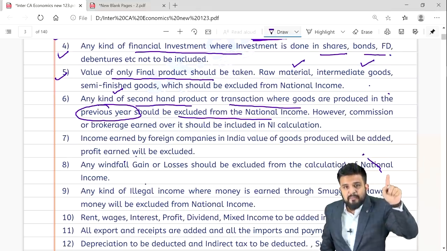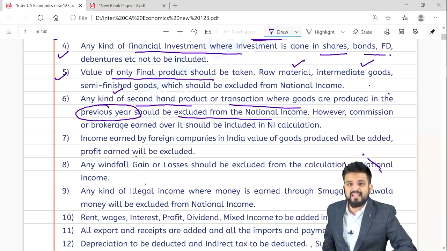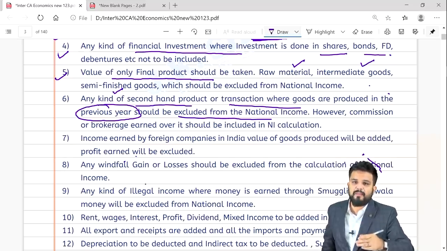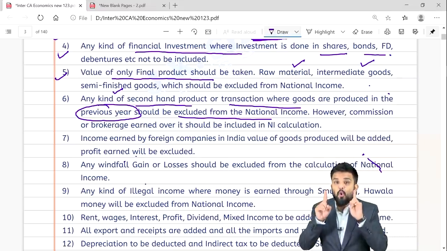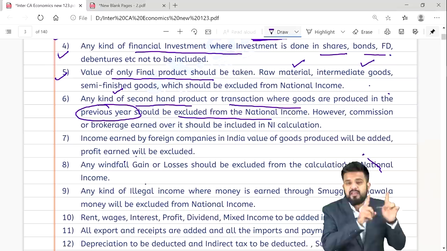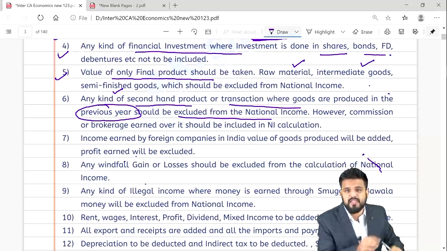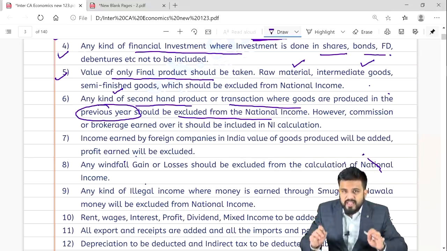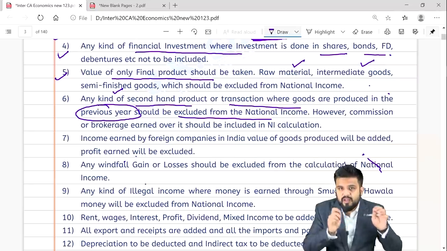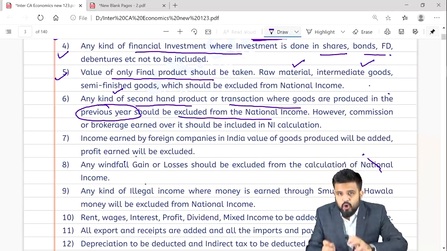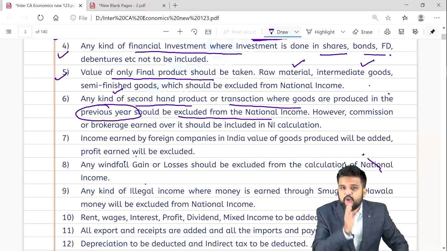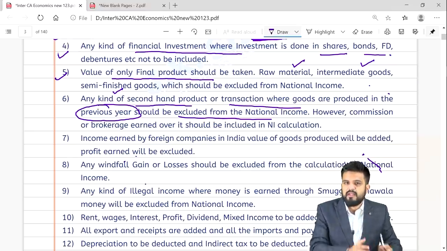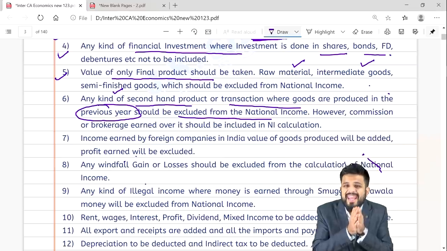But now that same car, if you are selling in the current year, that is 2021, nothing will come in the national income calculation because that is the old car produced in the previous year. Every time calculation is done in the previous year, nothing will come in the current year. So please remember, anything produced in the previous year, old two-wheeler, old four-wheeler, old house, old machinery, old furniture, won't be a part of the current year.